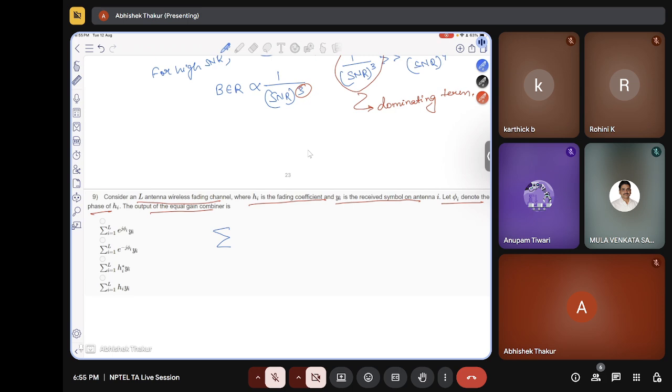So this will be given as e to the power of minus j phi_i times y_i. This is our y tilde, and the summation will be from i equal to 1 to L. So option B is the correct answer for this question.